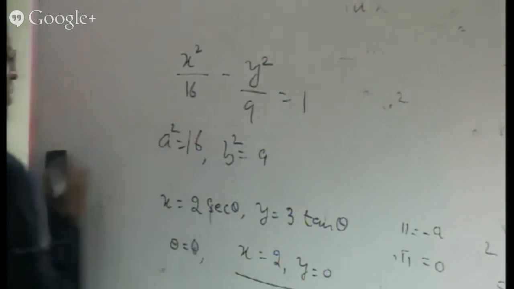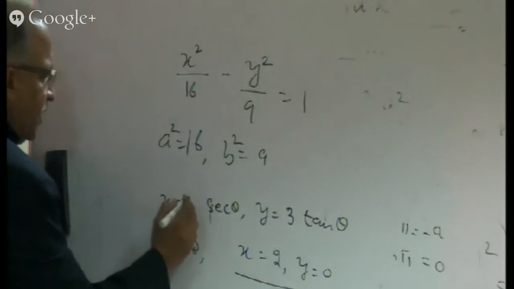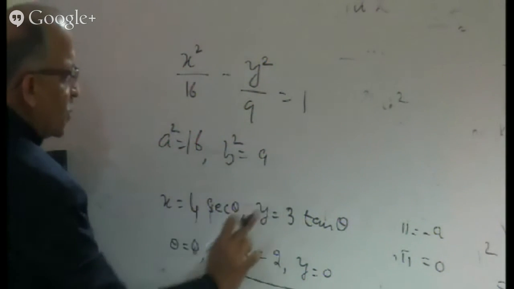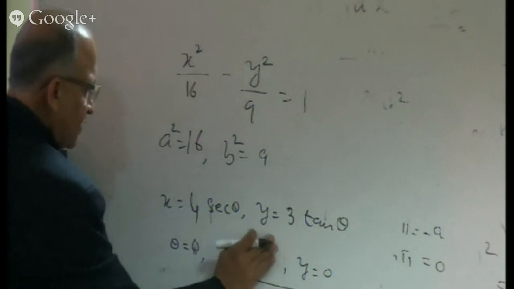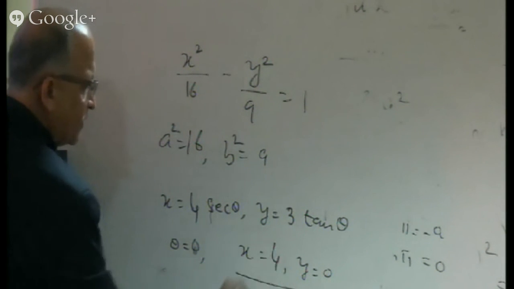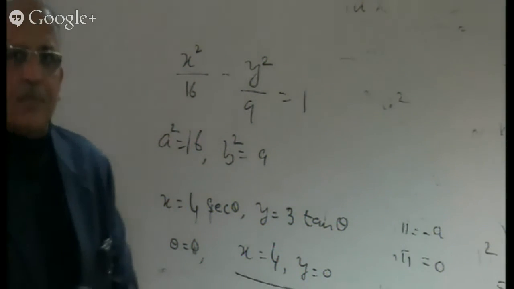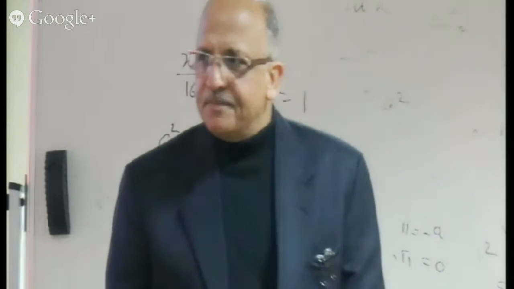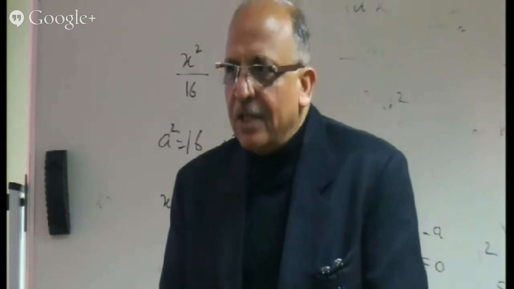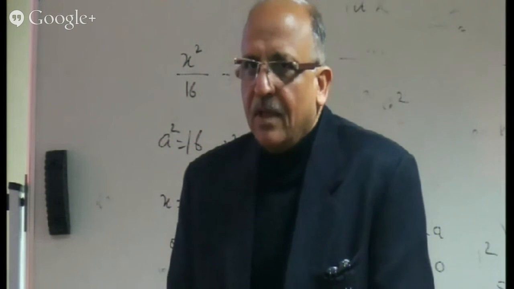A square is 16, b square is 9. So this should be 4 secant theta and this should be 3 tan theta. So the point will be (4, 0). And parametric equations sometimes are easier to deal with. That's why we use them.